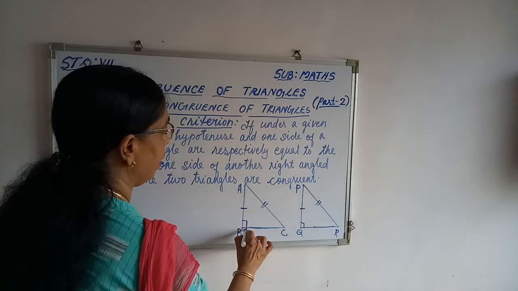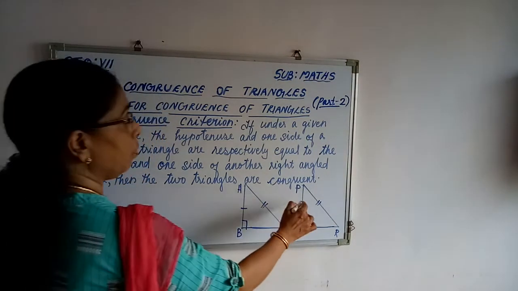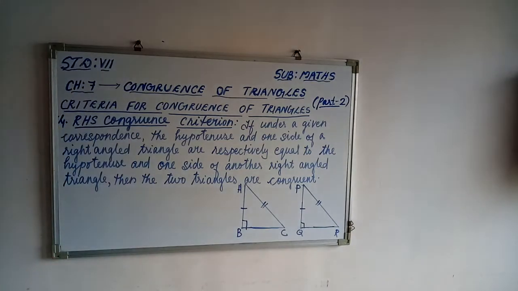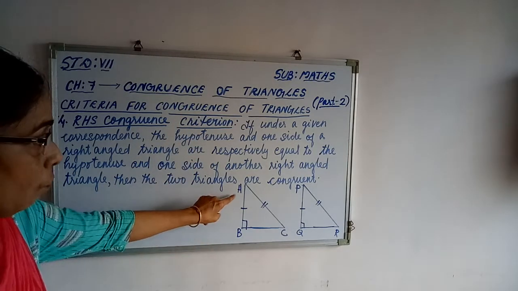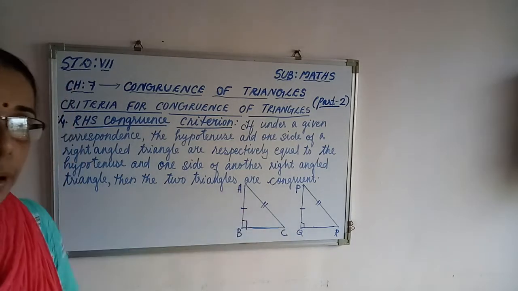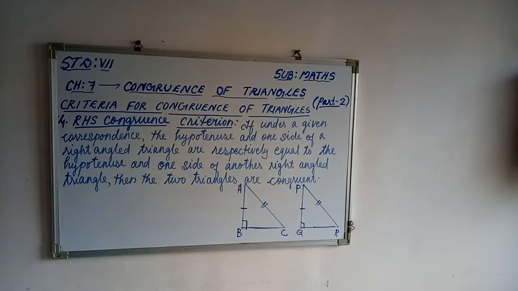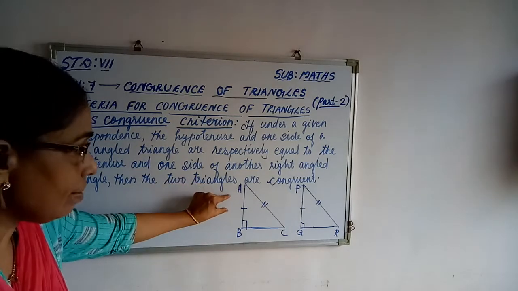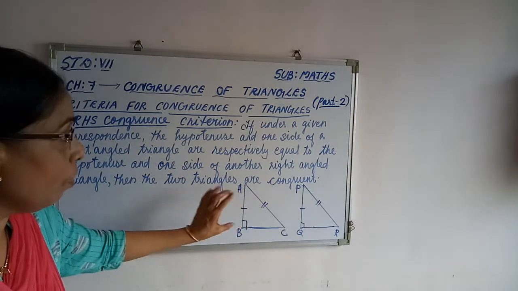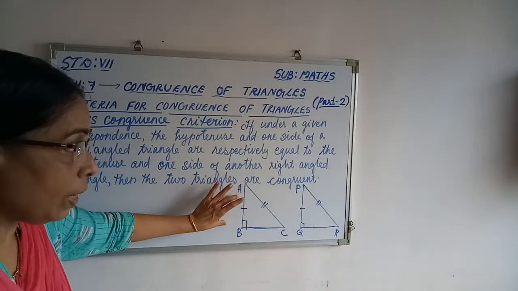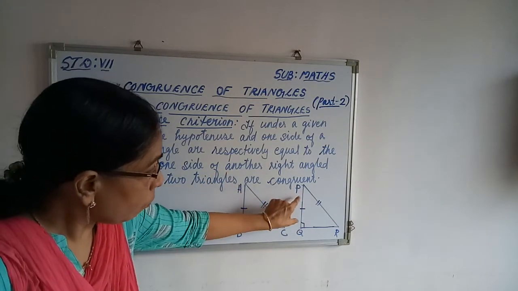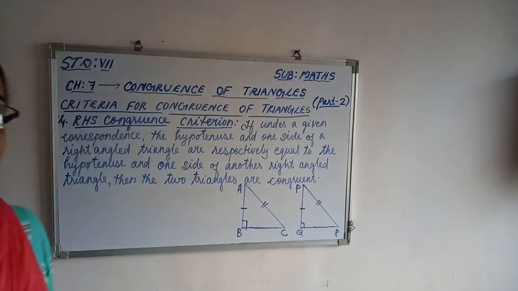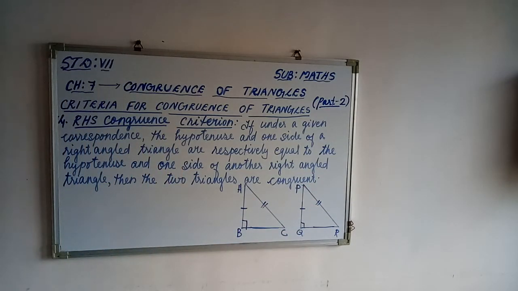ABC is a right-angled triangle, angle B is equal to 90 degrees. PQR is another right-angled triangle, angle Q is equal to 90 degrees. According to the RHS Congruence Criterion, if under a given correspondence, one side and the hypotenuse, the side opposite to the right angle or opposite to 90 degrees, of one triangle are equal to one side and the hypotenuse of another right-angled triangle, we can say that both these right-angled triangles are congruent.